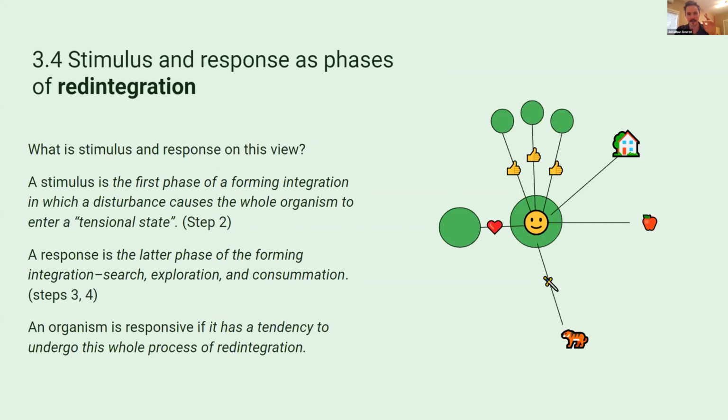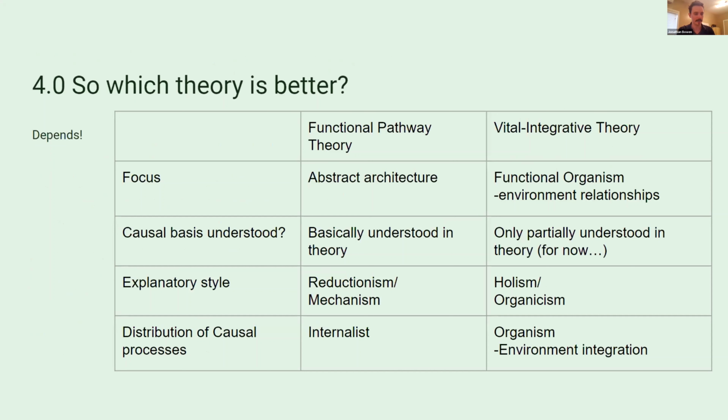So what is a stimulus and a response on this view? Well, a stimulus basically corresponds to the second step, this entering into this tensional state where the behavior of the organism changes. And a response is basically steps 3 and 4. It's the organismic search and exploration, and then the consummatory activity, which restores integration with this new disturbance. So an organism is responsive on this view if it has a tendency to undergo this whole process of reintegration.